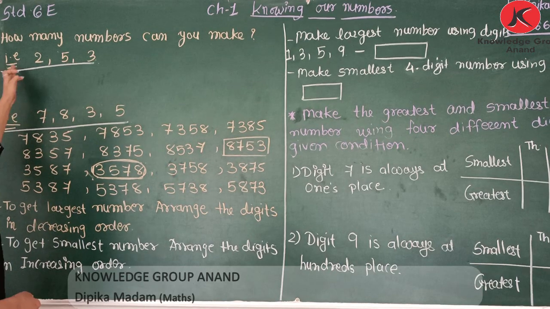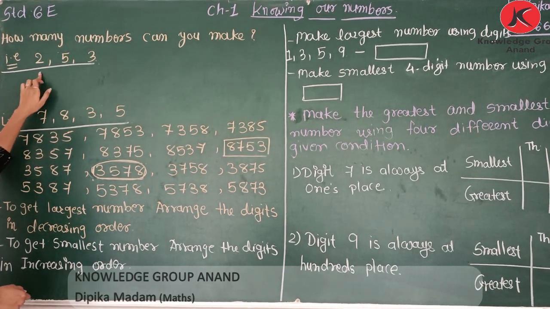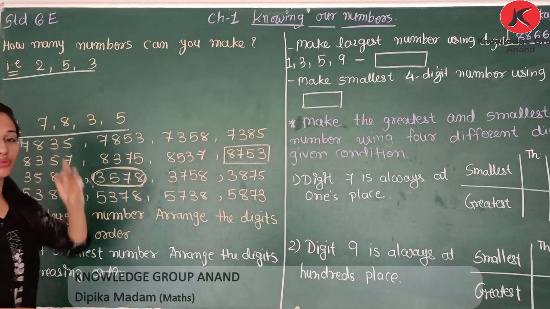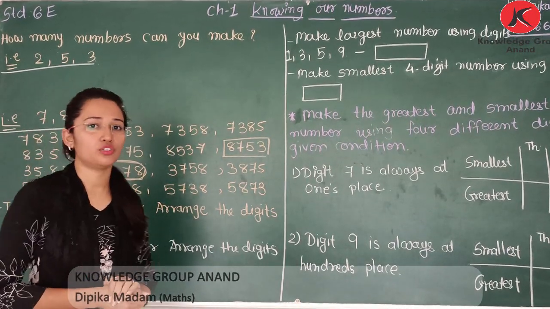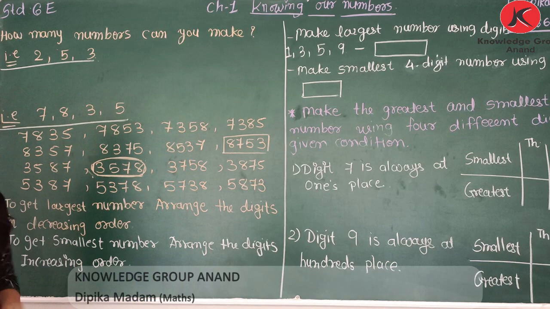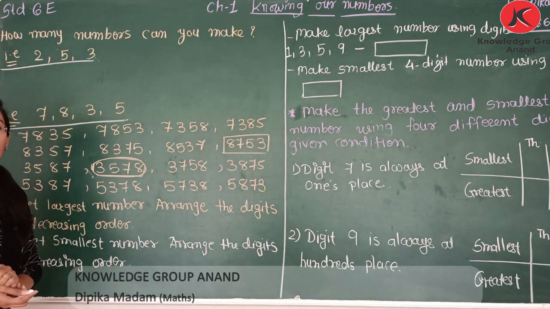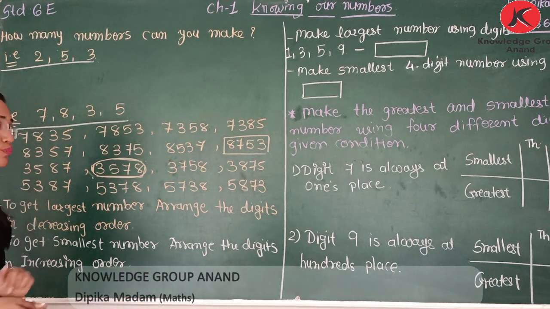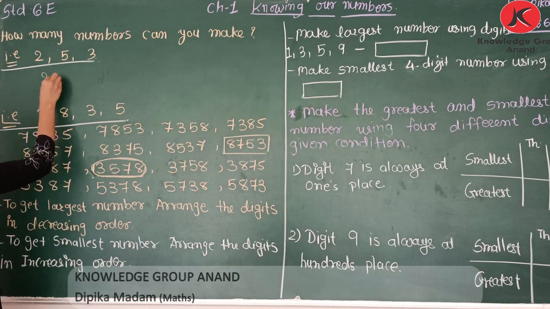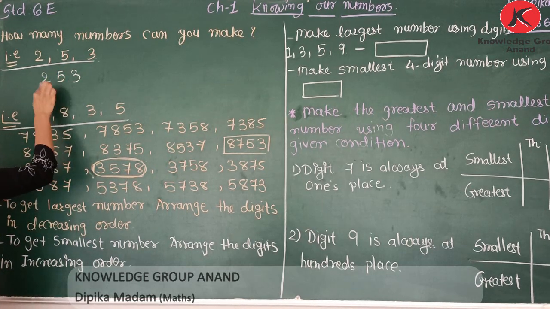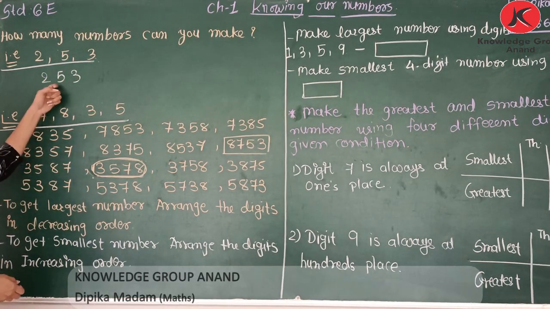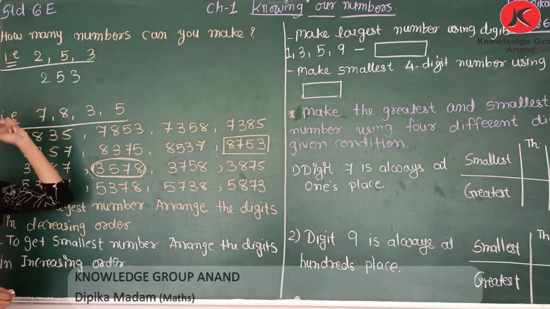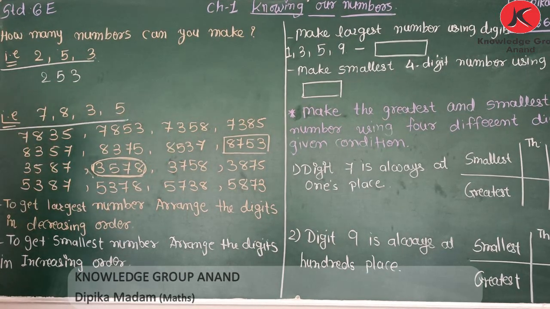Now, how many numbers can you make? If I give you 3 digits 2, 5 and 3, using these 3 digits you need to make different numbers. So we can write the first number 253. 2 is at the 100s place, 5 is at the 10s place and 3 is at the 1s place. This is the first number.